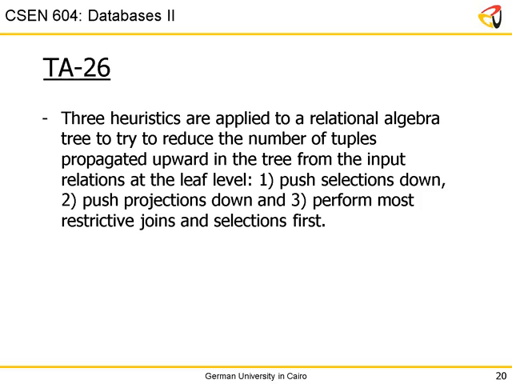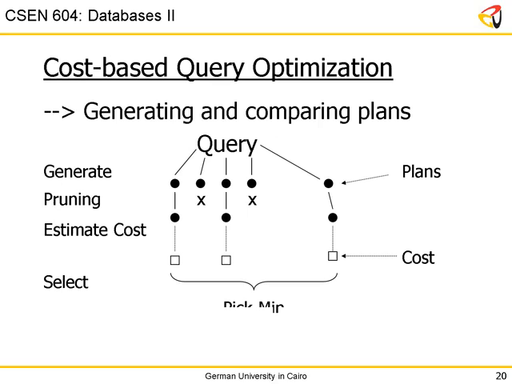Okay? So, to summarize, the three heuristics are applied to the relational algebra tree to try to reduce the number of tuples propagated upward in the tree from the input relations at the leaf level. You're going to push selections down, push projections down, and perform most restrictive joins and selections first. Okay? So let's move on to cost-based query optimization, which is the more modern approach of doing optimizations.